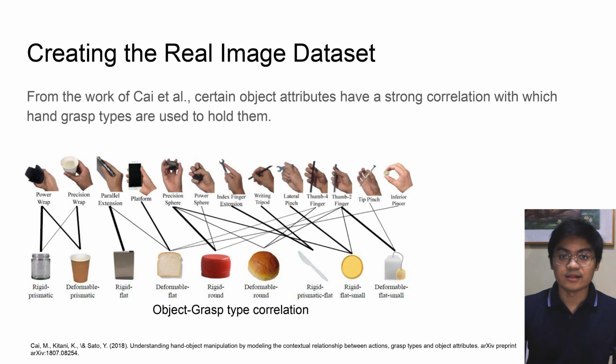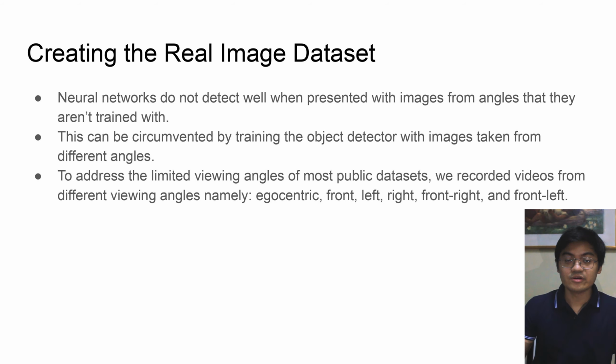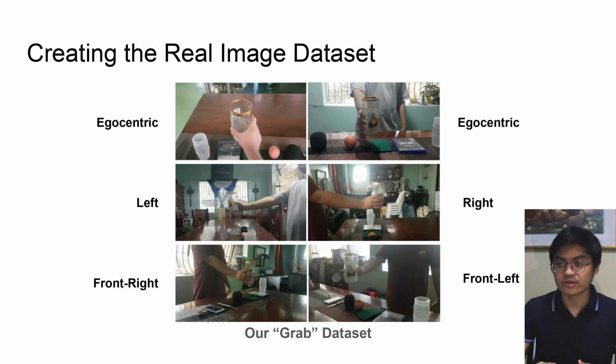From the work of Kai et al., we get the notion that certain object attributes have a strong correlation with which hand grasp types are used to hold them. The same object attributes were used so that the users will be able to exhibit similar grasp type variations. Neural networks have a hard time when presented with images taken from angles that they aren't trained with. So to solve this, we need to train the object detector with images taken from various angles.